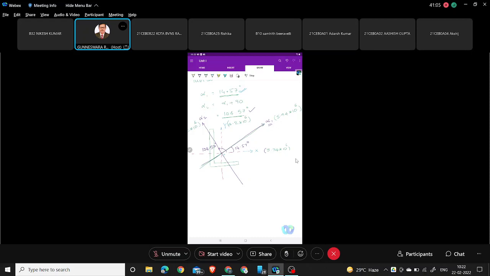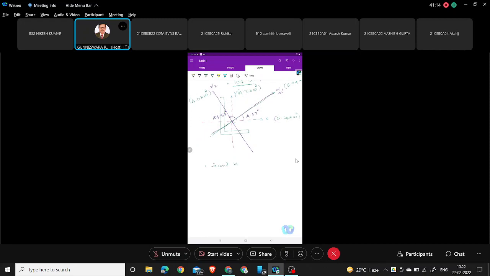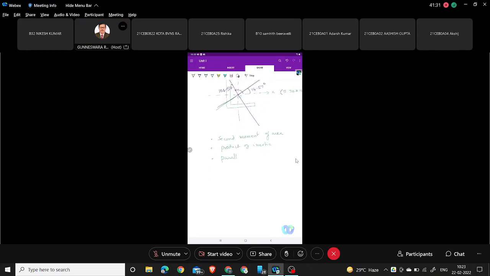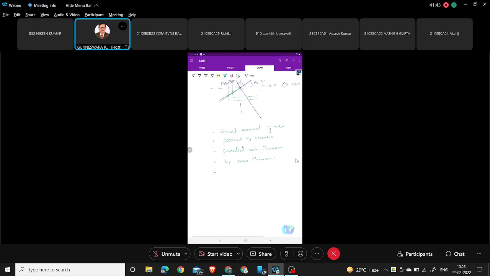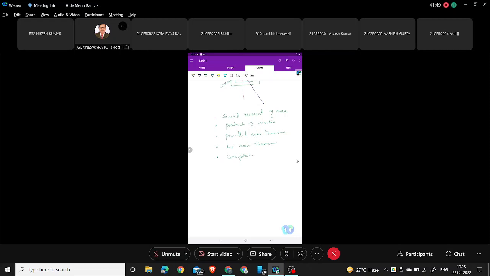Okay, so this is the way you are supposed to calculate. What are the various things we have discussed? Let me list out. Second moment of area, product of inertia, parallel axis theorem, perpendicular axis theorem, second moment of area of composite figures, and then principal moments of inertia. So these are the things that were covered.